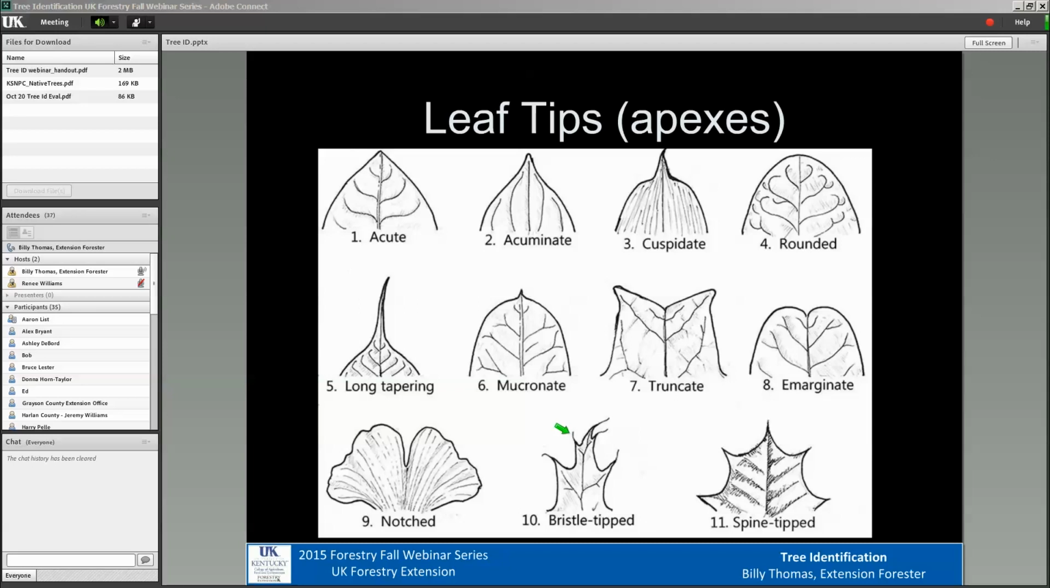They'll be more rounded. And then this one right here is a rather unique tree. It's kind of a living fossil. This is the ginkgo leaf. It's the only one of its kind in the world, and you may see some of those planted in landscapes, but that's its type of leaf tip.